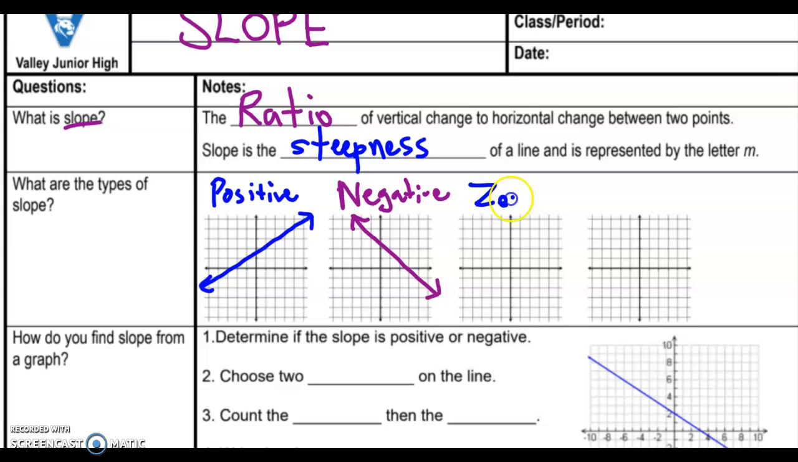Zero slope is next. And zero slope is just a horizontal line. It's zero. There's zero slope. And if you look at the top of the Z, it looks like a zero slope, doesn't it?